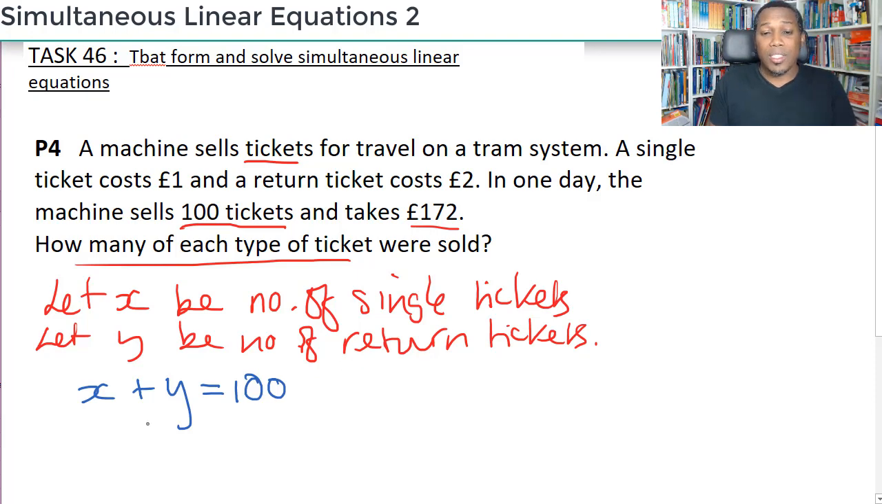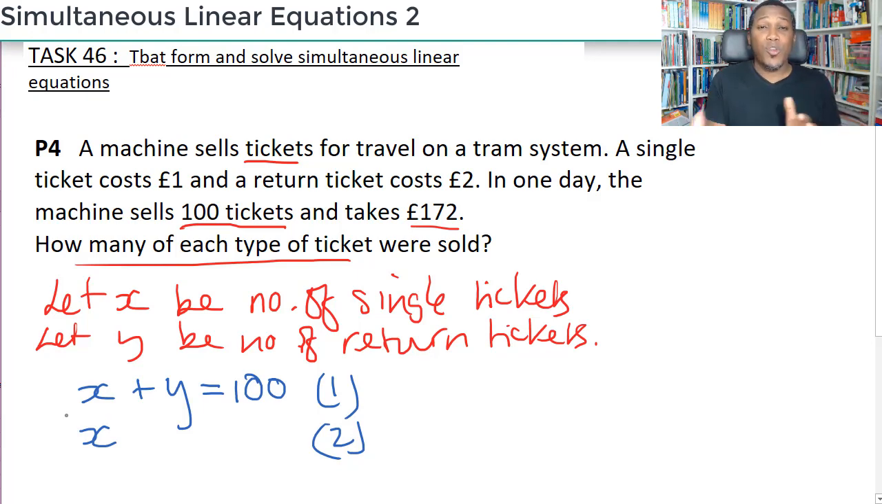That's my equation 1. Now, in terms of cost, for my equation 2: if I bought one single ticket, it costs £1. 2 single tickets, £2. If I bought 5 single tickets, it's going to cost 5 times 1, £5. I don't need to write the 1. X is not just the number of single tickets, it's also the cost of the single tickets. If X is 50, then you're spending £50.